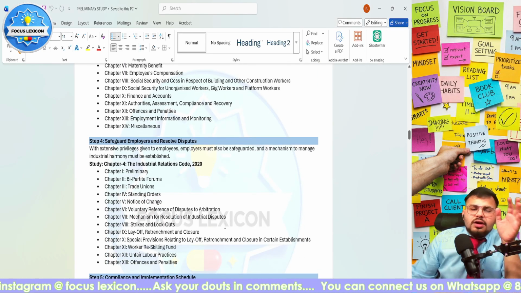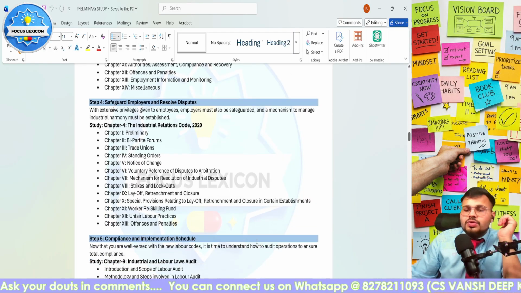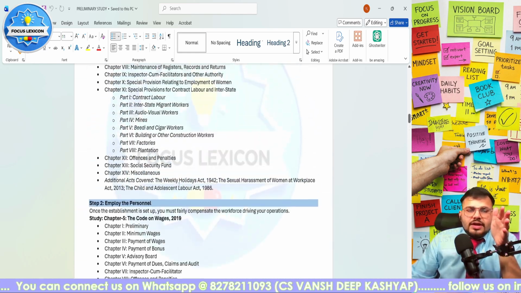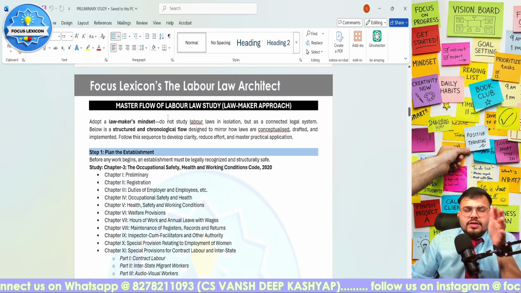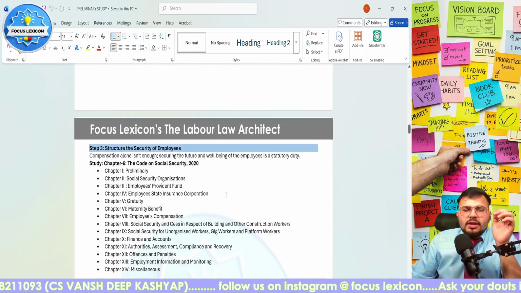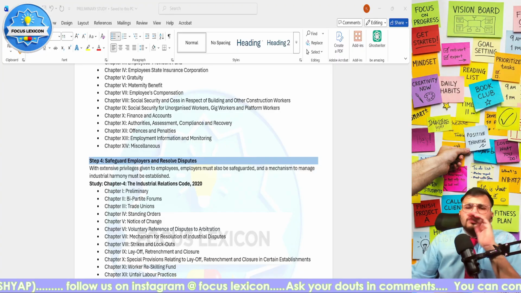How will you handle strikes? How will you handle trade unions? How will you resolve disputes among your workers and your employees? After all this, we have given such a master flow. It will help you do a contextual study. Do not study in isolation. Never study law like this, section number 1, section number 2. Don't study law like this.